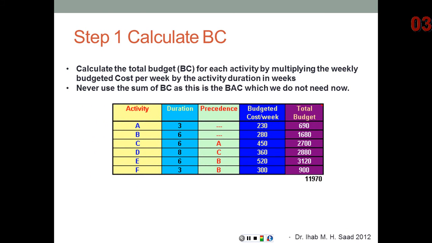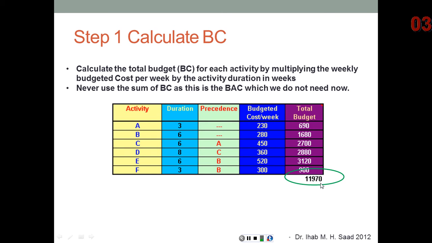We're going to calculate the total budget for each activity, and that's basically conducted by multiplying the cost per week times the duration of the activity. So it's very simple. Here, for example, 690 is 230 times 3, 2700 is 450 times 6, and so on. When we add these values, this is the total budget, or the budgeted cost. It can also be known as BC or budgeted cost. When you add these numbers, it's going to give you here at the end 11,970.